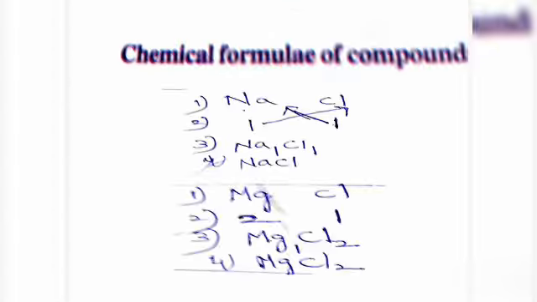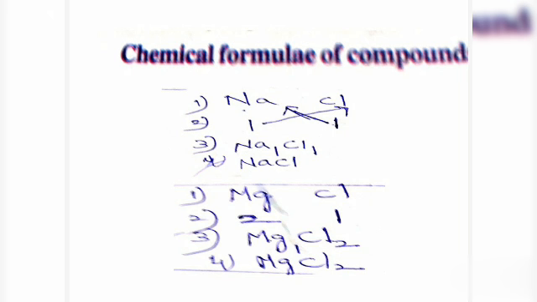Now we will discuss one more topic, the chemical formula of compounds. While writing the formula of a compound, we must keep 2 things in mind. First, we must see the elements present in a molecule of the compound. Second, we must see the number of atoms of each element present in that molecule. 2 atoms of hydrogen and 1 atom of oxygen are present in the molecule of water. Its formula is H2O.